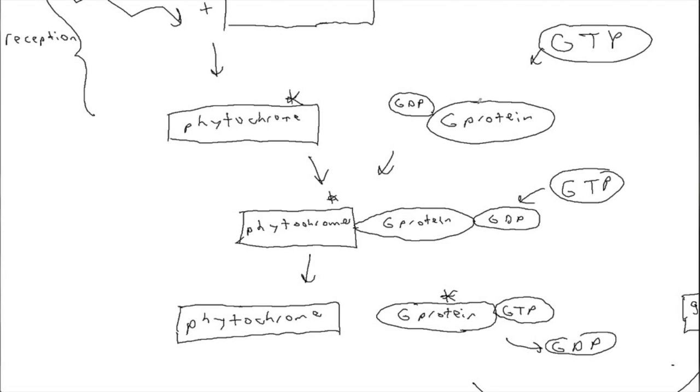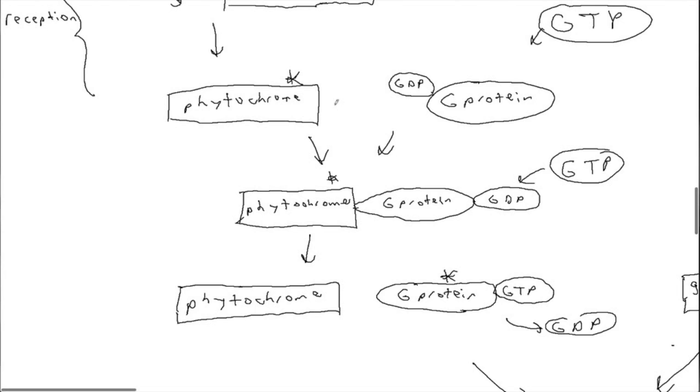The inactive G protein has GDP. An active G protein has GTP. So the way to activate the G protein is to kick off the GDP and replace it with GTP. I didn't really clarify that before, so let's try that again.